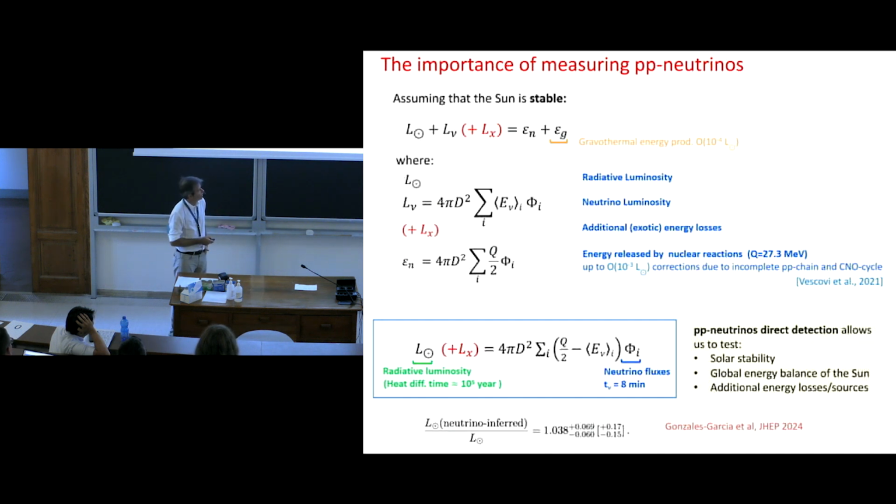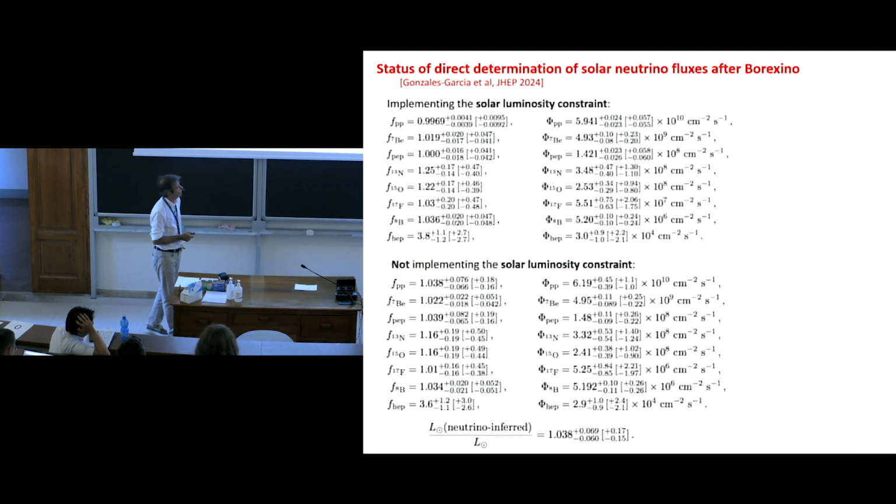And indeed, what you see is that if you use the solar luminosity constraint, the PP neutrino flux is determined at the level of 0.4 per mil. 0.4 per mil is 0.04%, which is the level of accuracy of the determination of the luminosity of the sun. Instead, if you do not implement the solar luminosity constraint, the error is at the level of 7%, which corresponds to the Borexino measurement. So the major difference between these two lines is related to this.